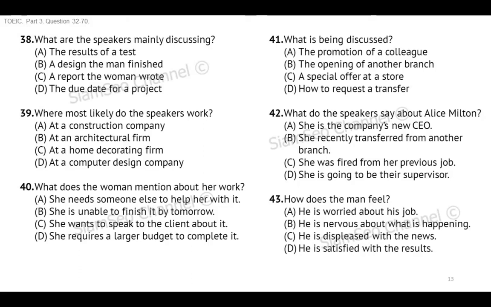Number 41. What is being discussed? Number 42. What do the speakers say about Alice Milton? Number 43. How does the man feel?